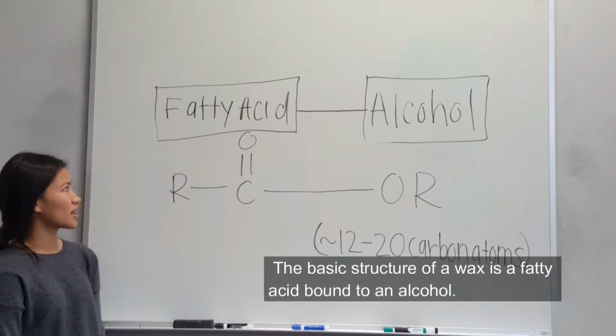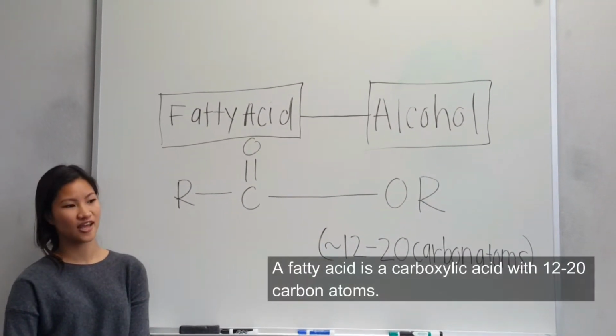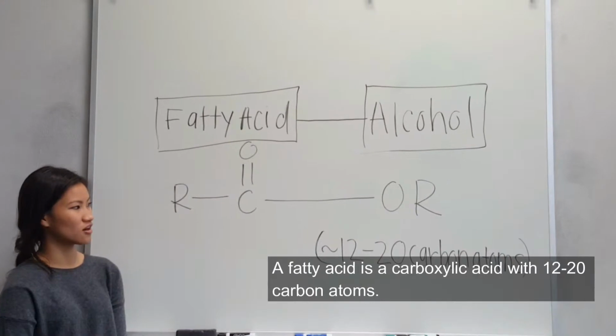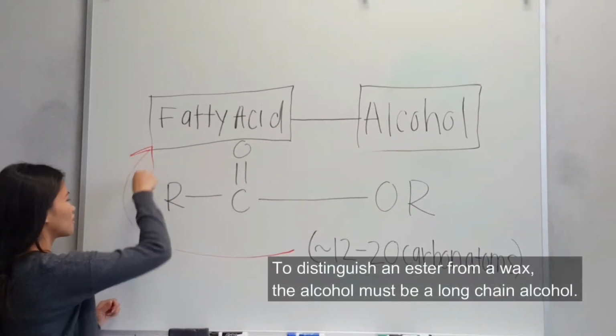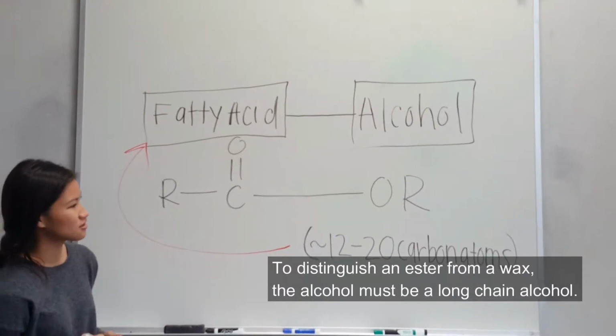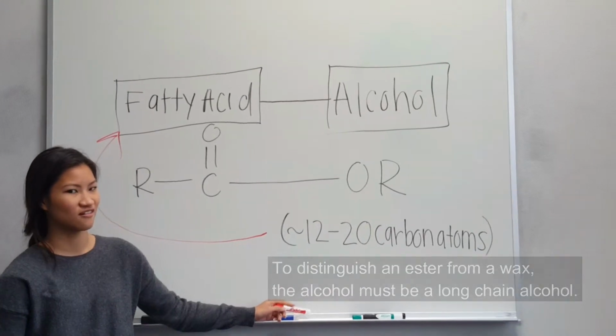The basic structure of a wax is a fatty acid bound to an alcohol. A fatty acid is a carboxylic acid with 12 to 20 carbon atoms. To distinguish an ester from a wax, the alcohol must be a long-chain alcohol.